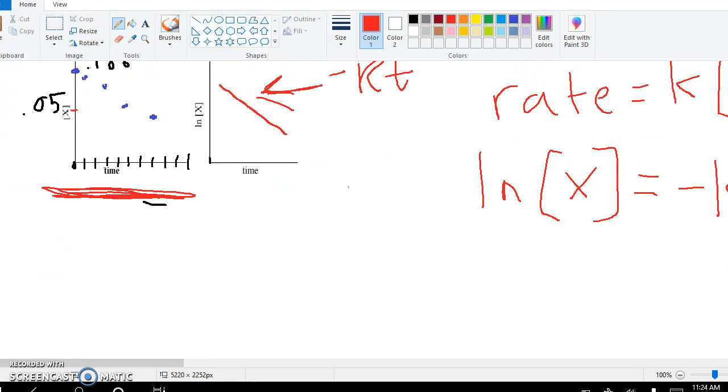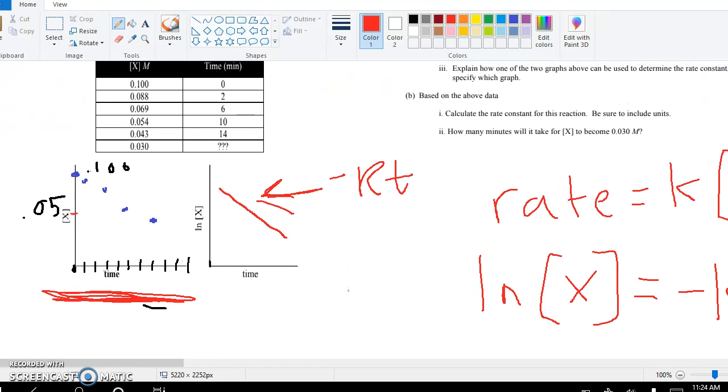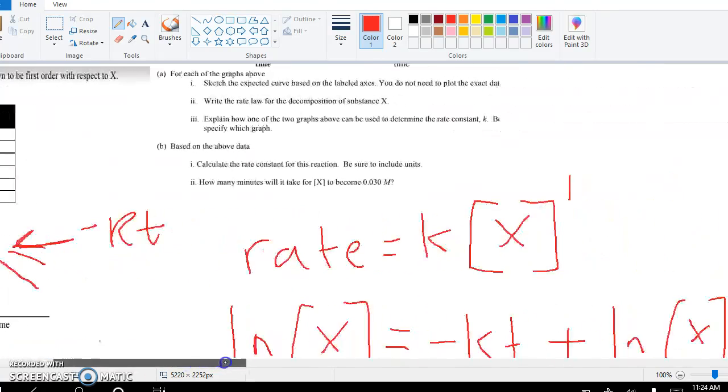So we would use the graph that is the natural log of the concentration of X over time. That will give us a negative slope. And that would be the answer. Alright, so let's go on to the next one.